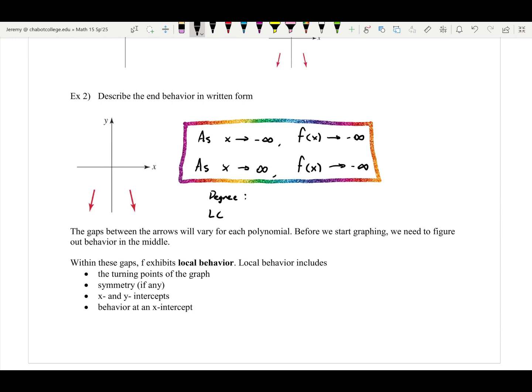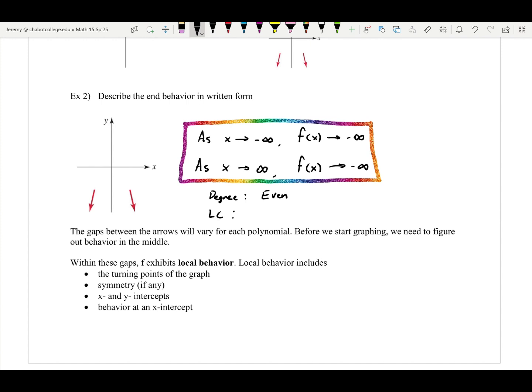Well, the degree, is it even or odd? Well, since both sides are going in the same direction, I can tell that this is even. I kind of think of the parabola, right? The end behavior of the parabola, f of x equals x squared. That's where we have both branches going in the same direction. So the degree is even.